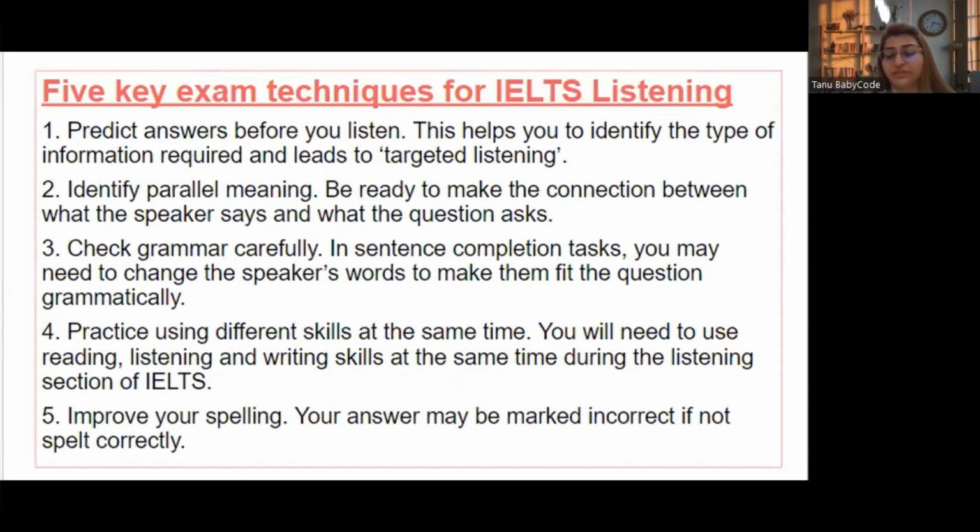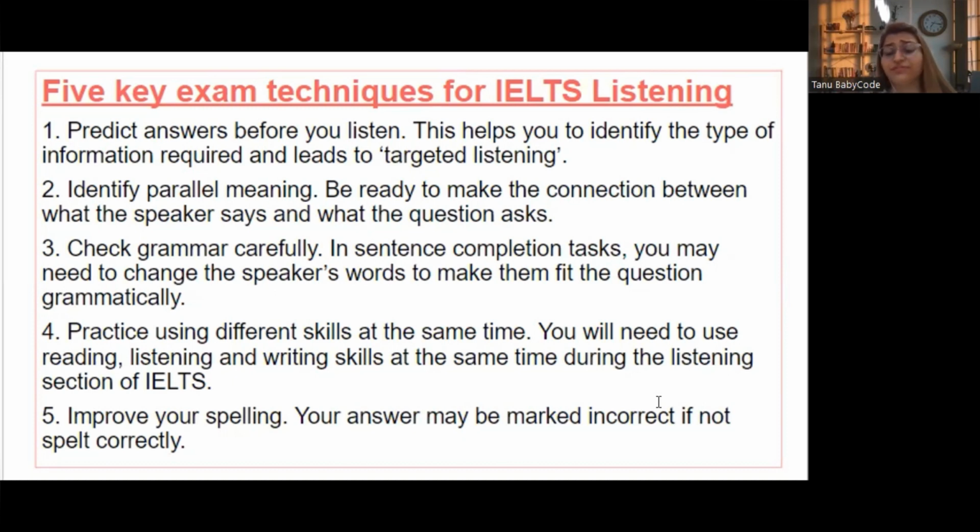Identify parallel meanings. That means be ready to make a connection between what the speaker says and what your question demands from you. So you are identifying the parallel meaning. Check your grammar carefully. If you make any grammatical error, then again your answer will be counted as incorrect. In a sentence completion task, you may need to change the speaker's words so that you can fit the question correctly, right? So always check your grammar.